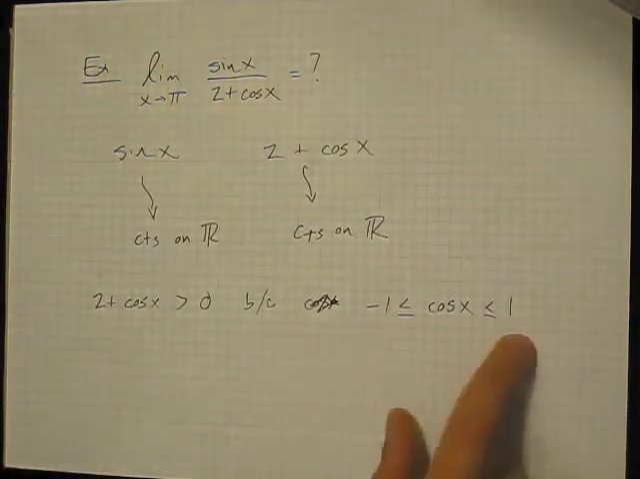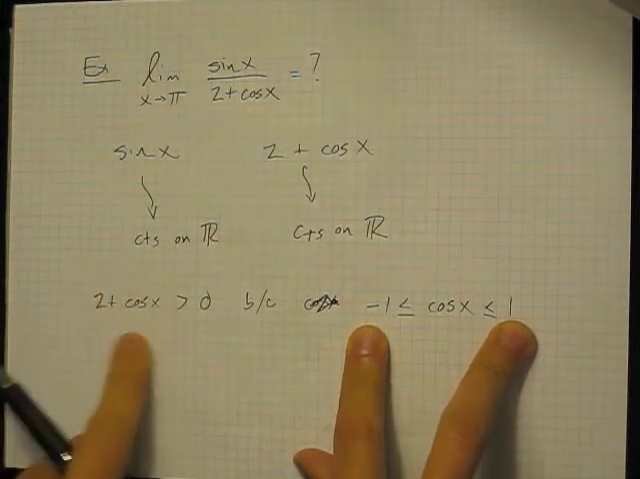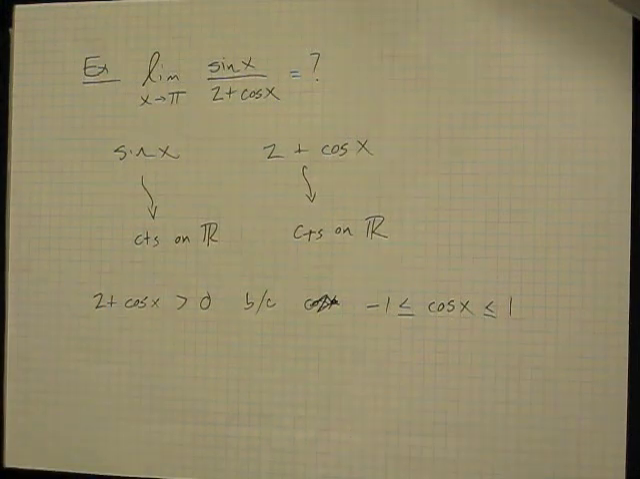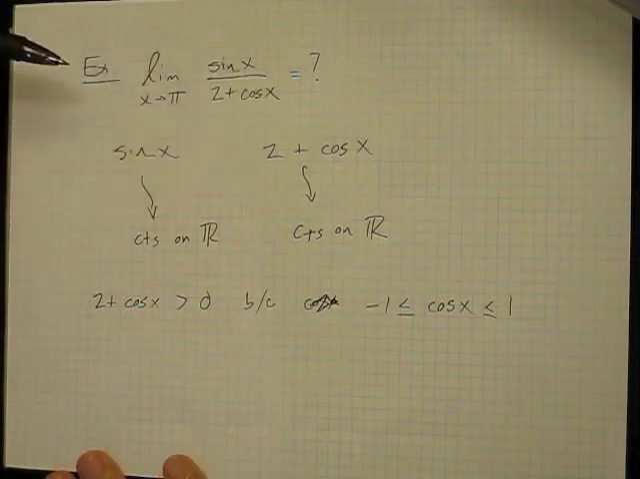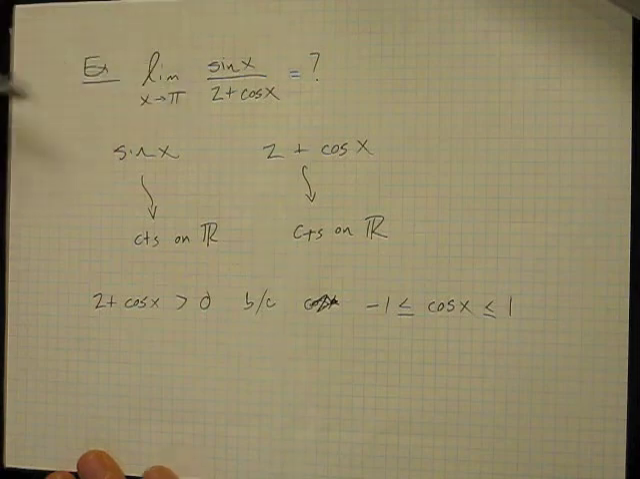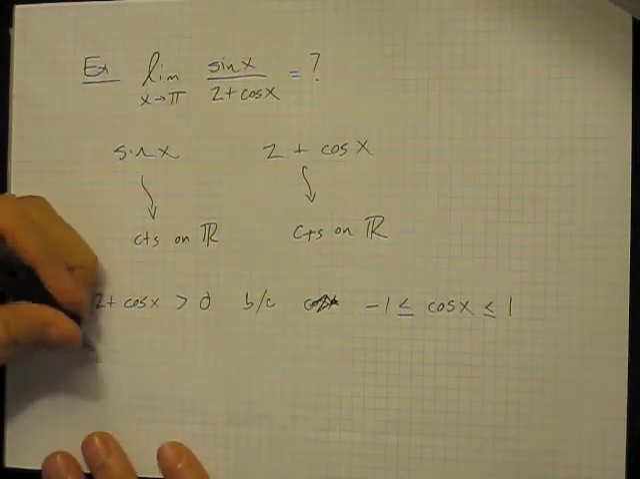Cosine of x is always between -1 and 1. So a number that's always between -1 and 1, when you add 2 to it, can never be equal to 0. And so this function, its domain is all of the real numbers. So that means that it is continuous everywhere.